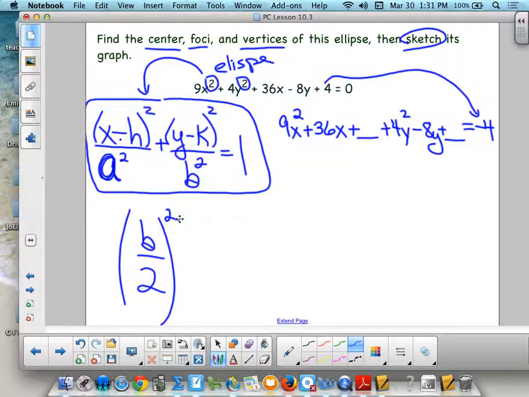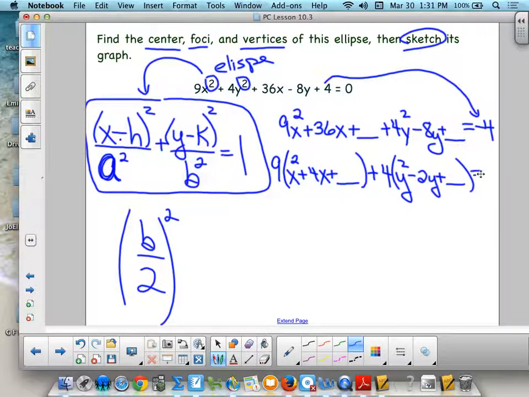So Frankie, what do you want me to do? Take out a 9. What's left? X squared plus 4x, plus blank. We'll complete the square in just a second. Now take out what? 4. Y squared minus 2y plus blank equals negative 4. Before you complete the square, get x squared by itself or y squared by itself.